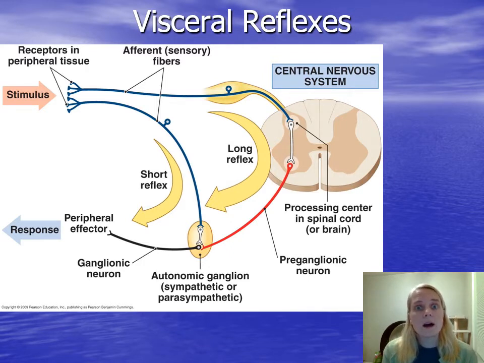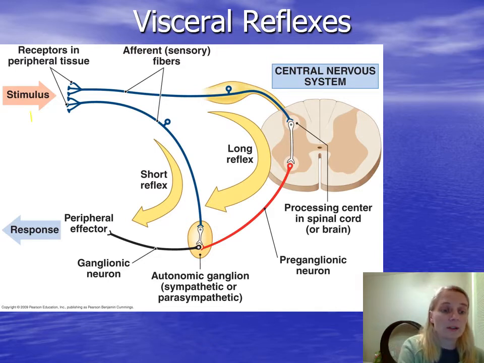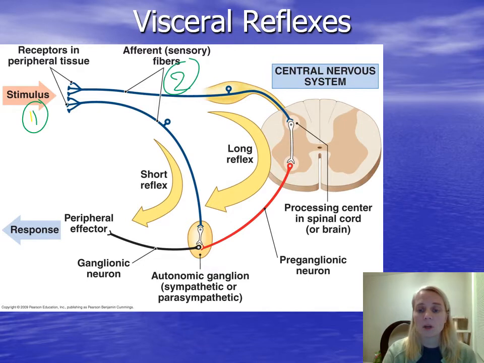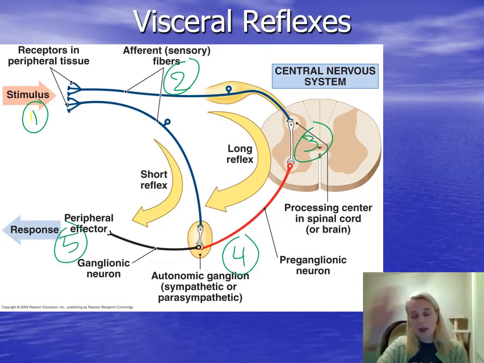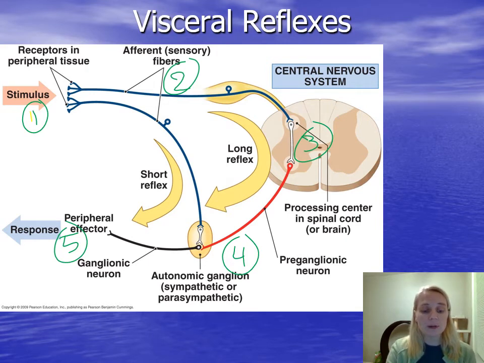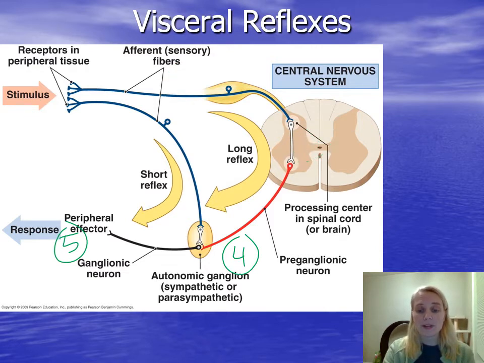So just like back in chapter 13, we were learning about the reflex arc and the different components. We can identify those here. So remember, there's 5 components of the reflex arc. We had our stimulus, we had our afferent fibers, we had the information processing, we had our efferent fibers, and we had the effector, the response of the effector. So we have all 5 steps of the reflex arc. We're just going to see things a little bit different because that motor pathway, remember, is different in the visceral. It's 2 motor neurons as opposed to just 1 motor neuron like in somatic control.